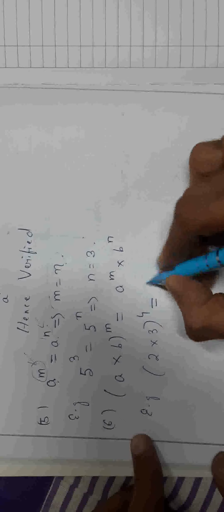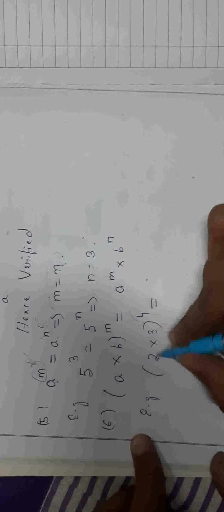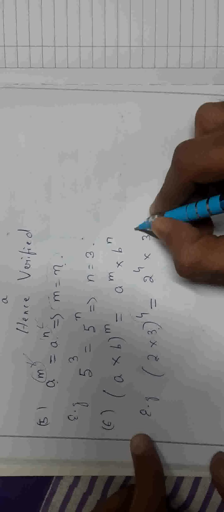For example, 2 into 3 to the power 4. So what we do: individually, the exponent will be distributed to both 2 and 3. That is 2 to the power 4 into 3 to the power 4. That is the sixth law of exponent.